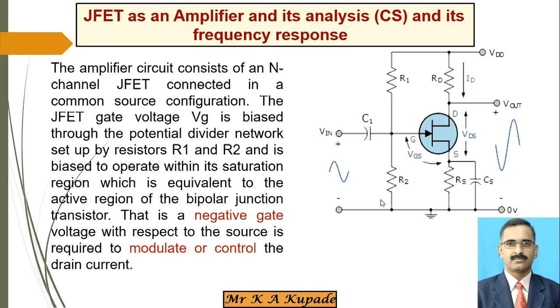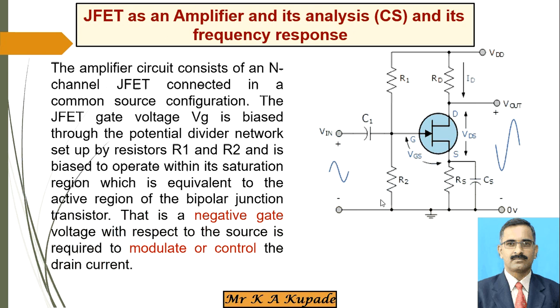That means here R1 and R2, the resistor network, provide the VG voltage, so that the gate junction is reverse biased, right? It is reverse biased. That means a negative gate voltage with respect to the source is required to modulate or control the drain current, right? To control the drain current ID, R1 and R2 provide such a voltage to the gate terminal, in the form of the VGS.